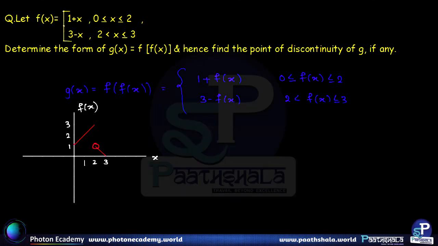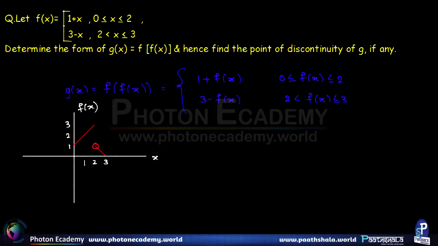So understand what we have to do here. To find the discontinuity of g of x, we have to express, right now g of x is in the form of f of x, right? The two definitions of the function are in the form of f of x. So we now have to write g of x in the form of x, only x. So let's do that.